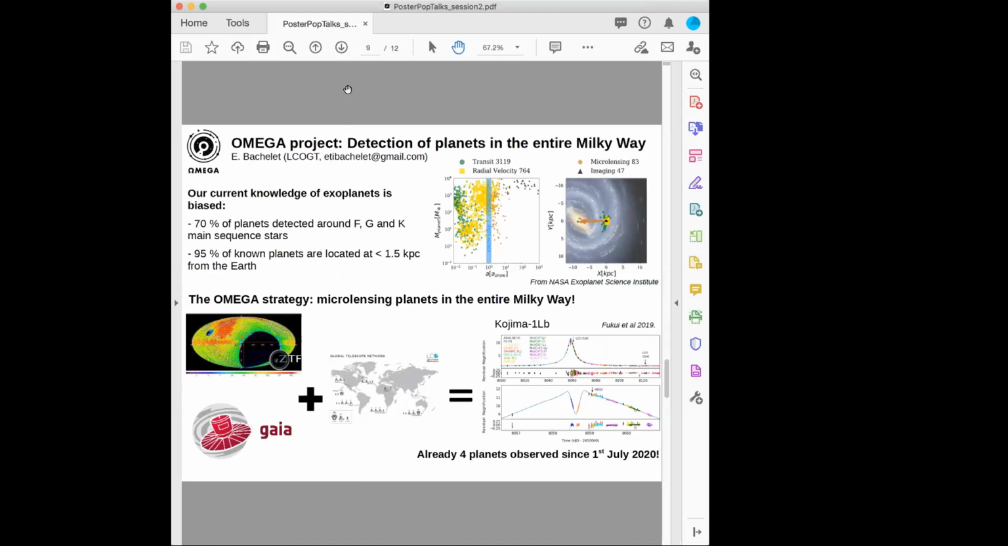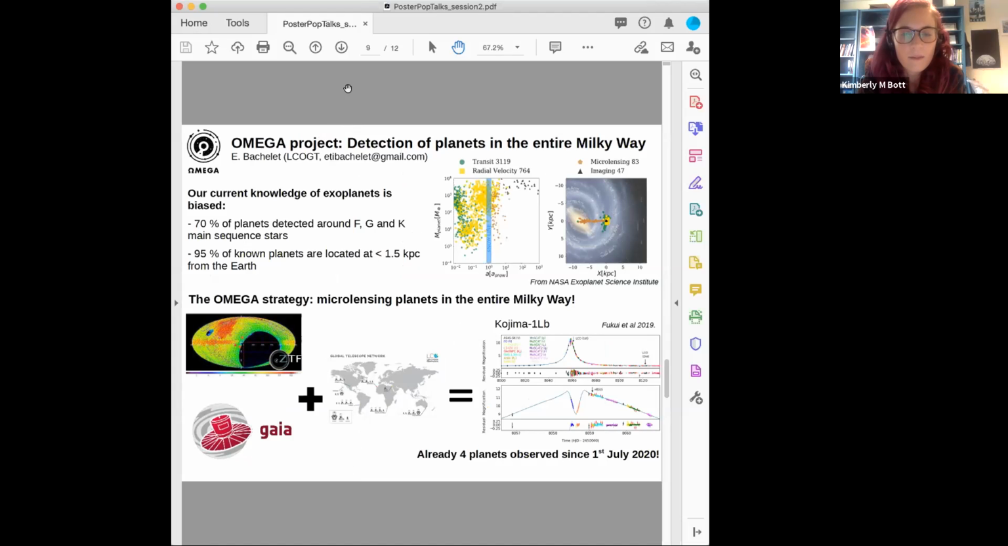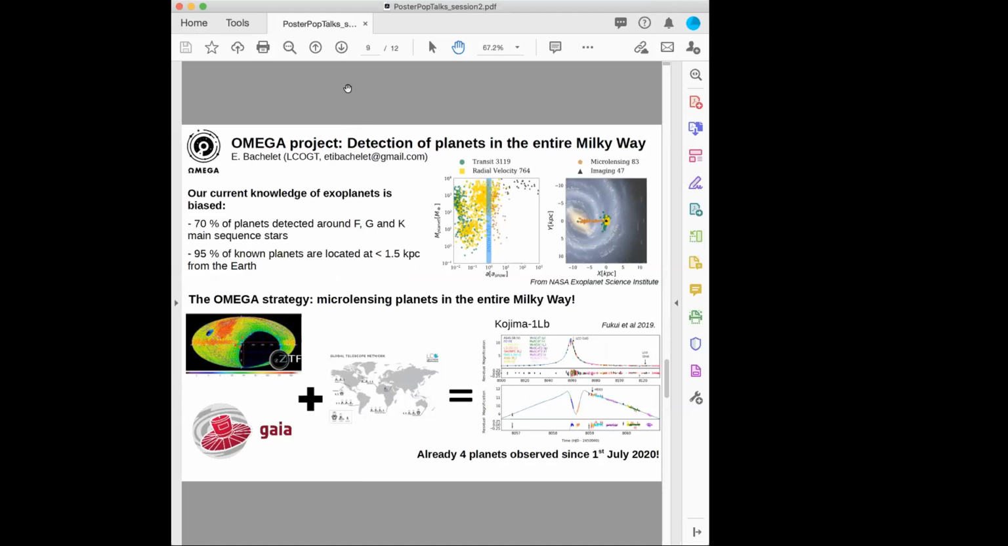Yes, I'm a postdoc at Las Cumbres Observatory, and today I'm going to present the new key project we have at LCO, which is a detection of planets across the entire Milky Way. So I plot on the first figure the current known planets, and we can see that there is some bias. Like, for example, John Zink said this morning, the planet occurrence is dependent on the metallicity, and 95% of the planets we know are located very close to the Earth. So that can indicate that our current sampling is biased.